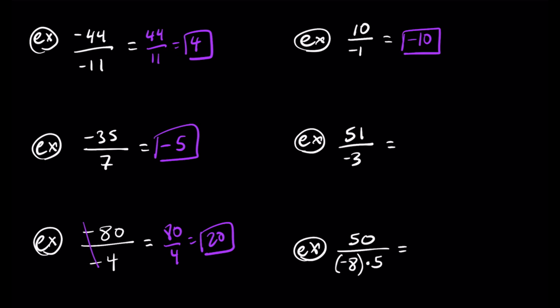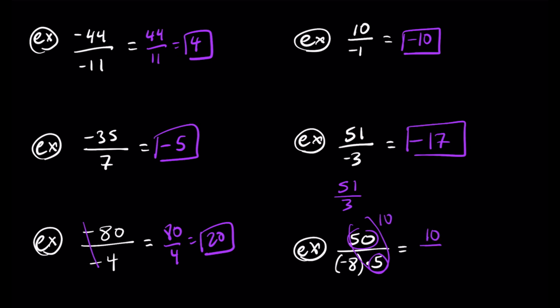51 over negative 3. Our answer is going to be negative. Most people don't know that 51 is divisible by 3, and it's going to be 17. 3 goes into 51 17 times, but since it's negative 3 and positive 51, we're going to have a negative answer. 50 over negative 8 times 5. What we can do, since multiplication and division are just inverses of each other, it doesn't matter the order that we do them in. But what I might do first is, let's take 50 over 5, and I know that that is going to be 10.